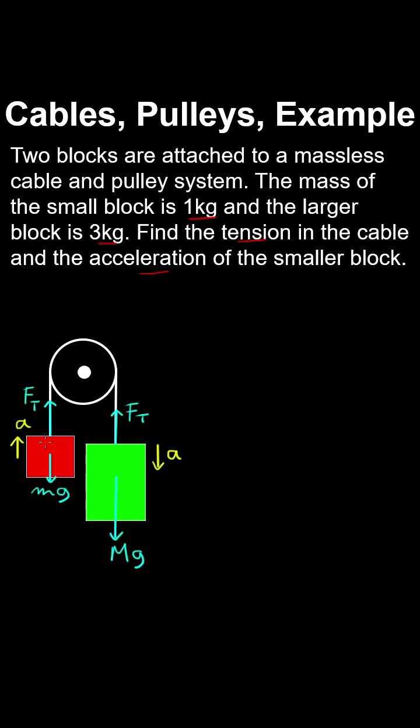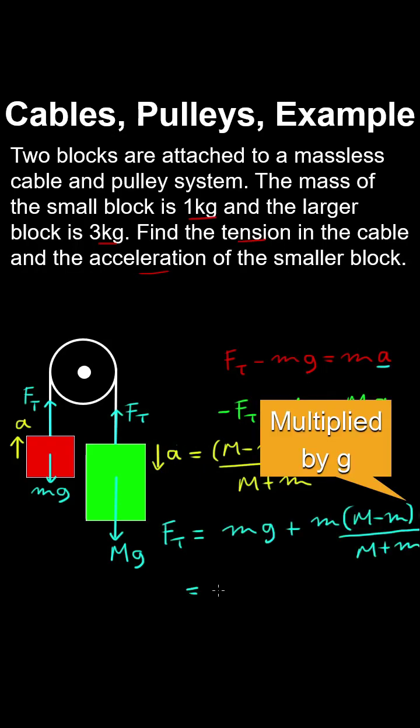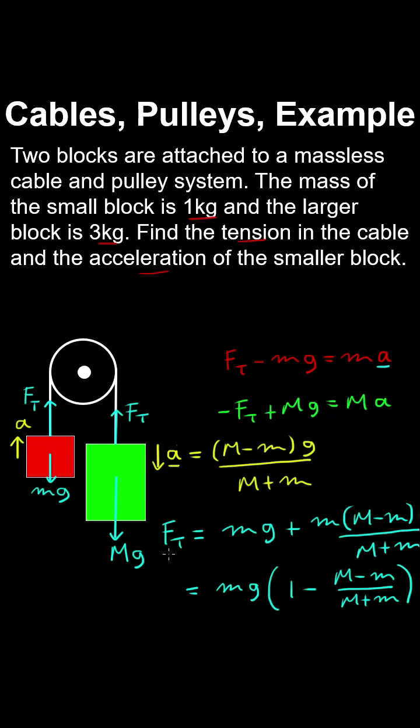And now applying Newton's second law to the red block and to the green block, and we can add these equations together, and we basically eliminated the tensile force. And substituting the acceleration into one of these equations, which can be simplified as follows. And now you can substitute these numbers to find values for the acceleration and tensile force, and post your answer in the comments.